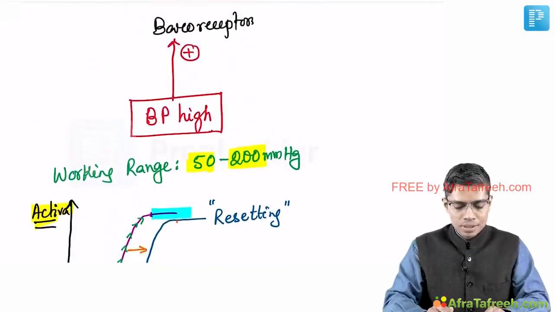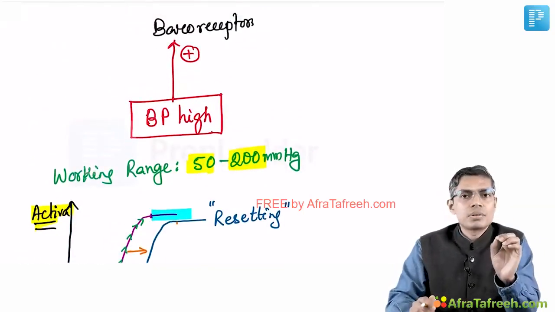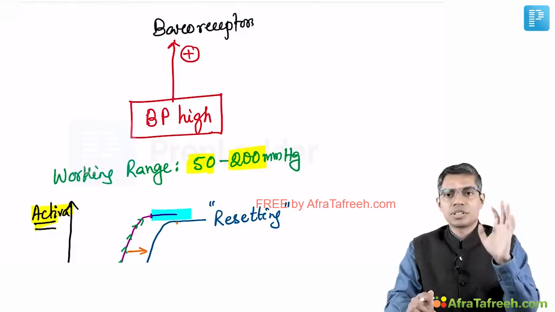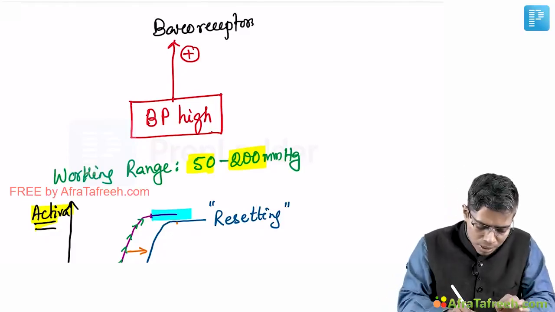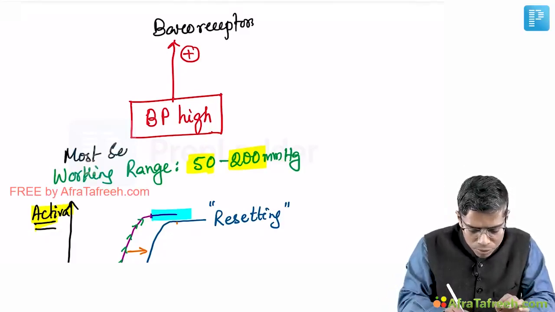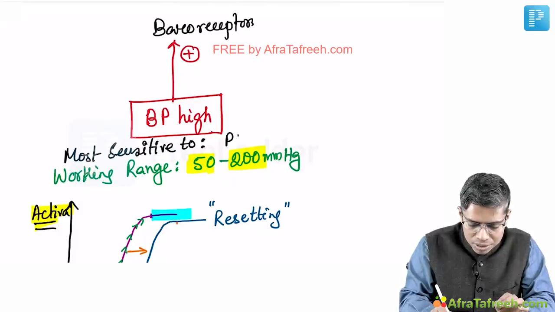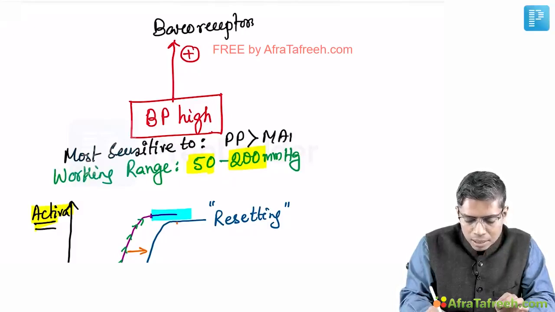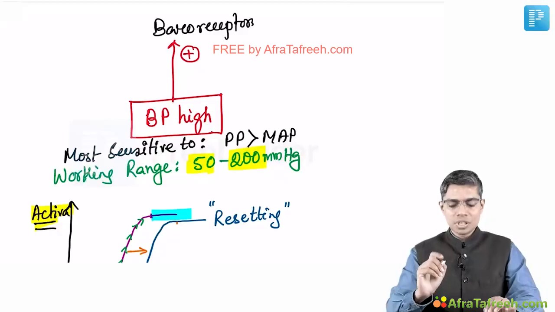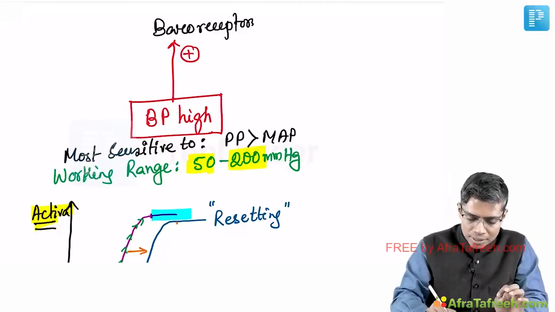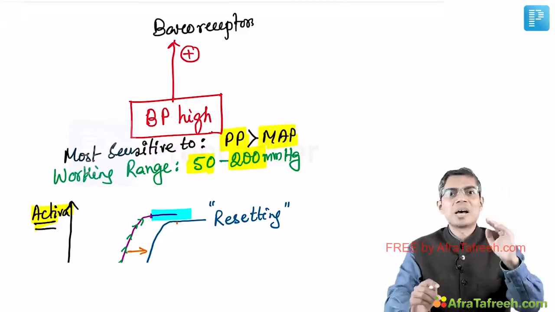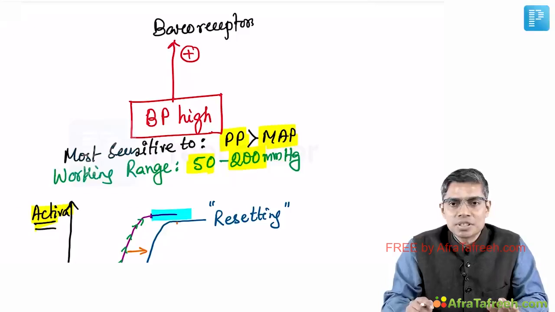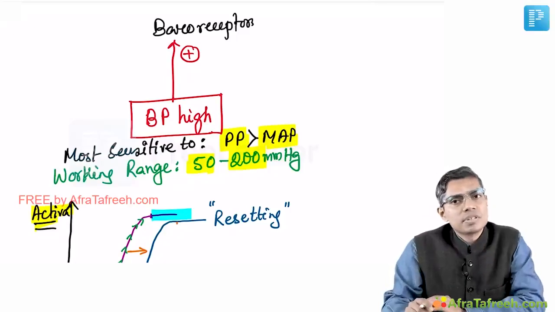So the baroreceptor responds to mean blood pressure also. It also responds to pulse pressure. But please note down, the baroreceptor is most sensitive to pulse pressure, more than mean arterial pressure. Getting my point? This is clearly written in Ganong. I have a cutout from Ganong, I will show you later on. But for the time being, believe me, the baroreceptor is most sensitive to pulse pressure, although it also responds to mean pressure.